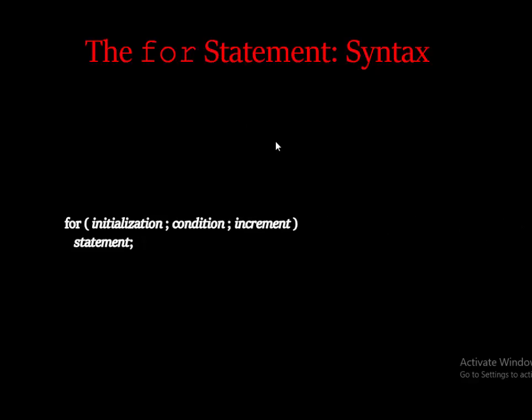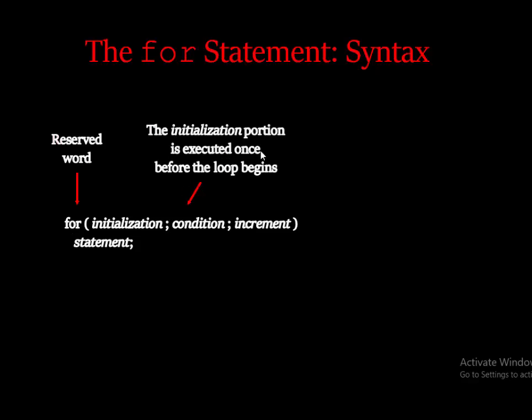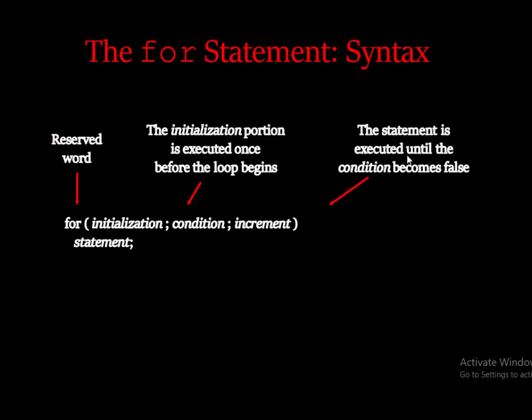And the next one is the for statement. This is the syntax of the for statement: initialization, condition, and increment. The for is a reserved keyword. The initialization portion is executed once before the loop begins, and the statement is executed until the condition becomes false.